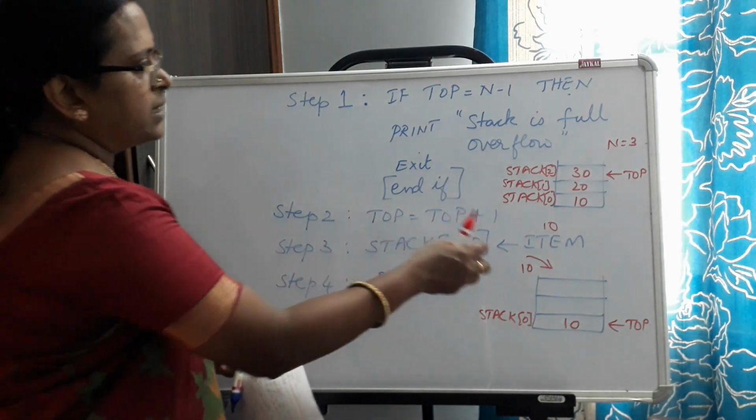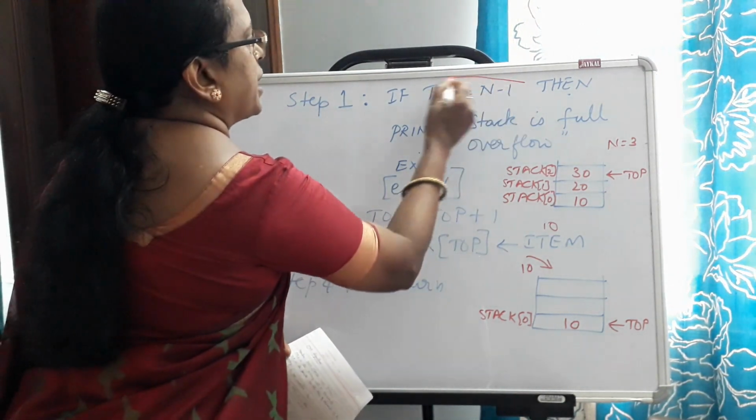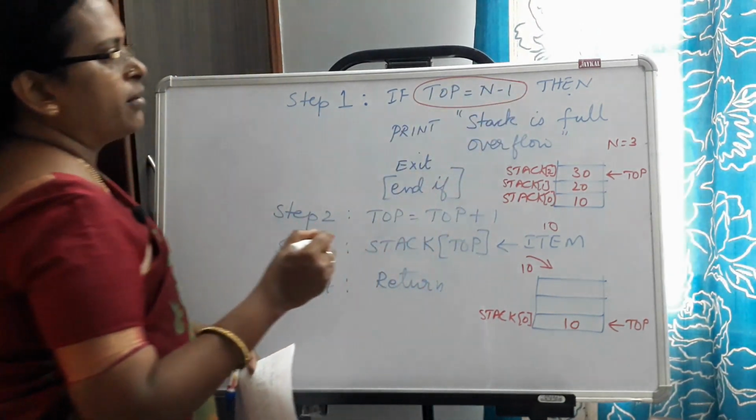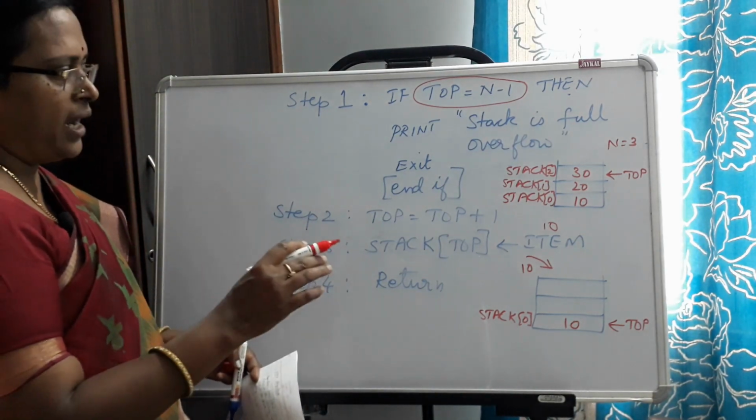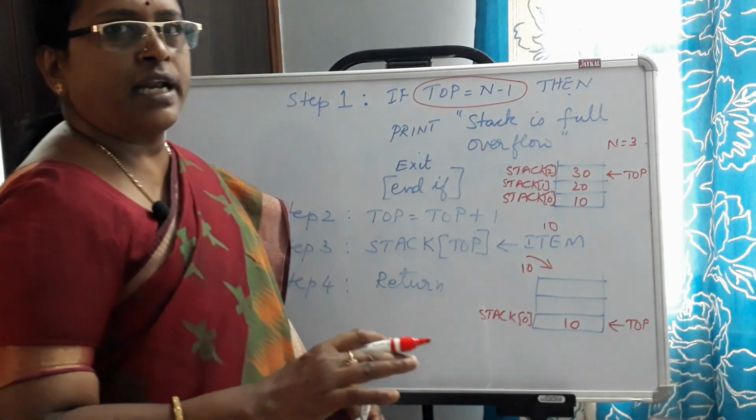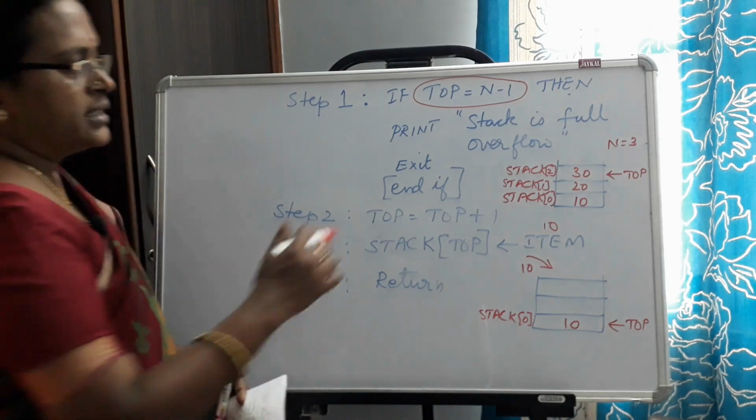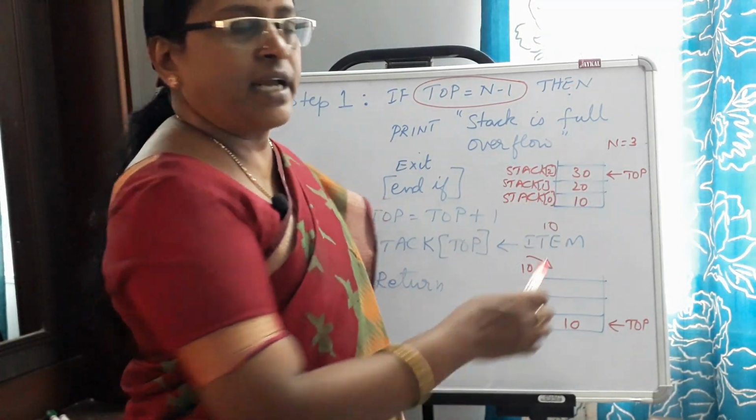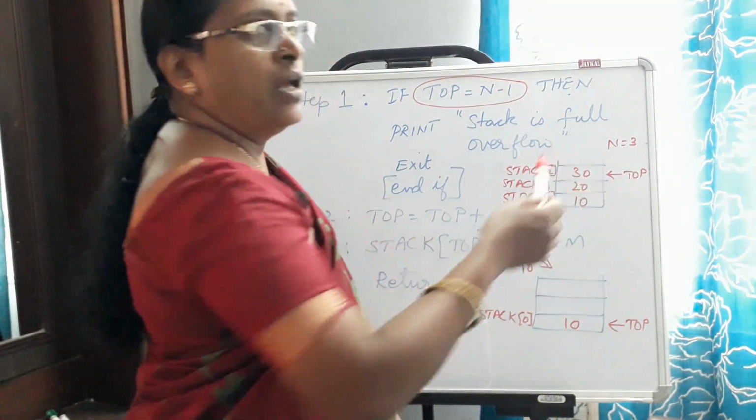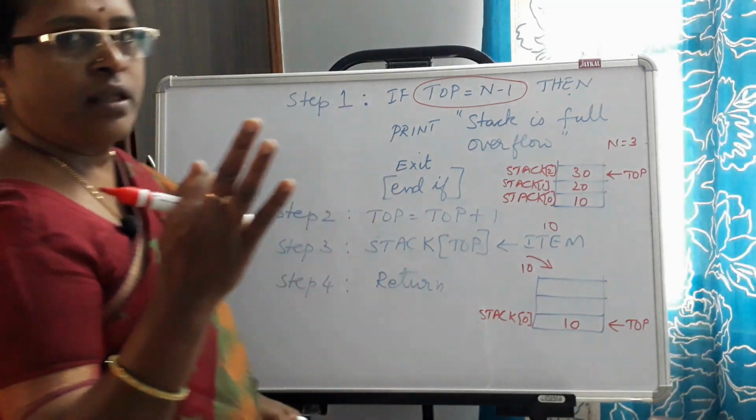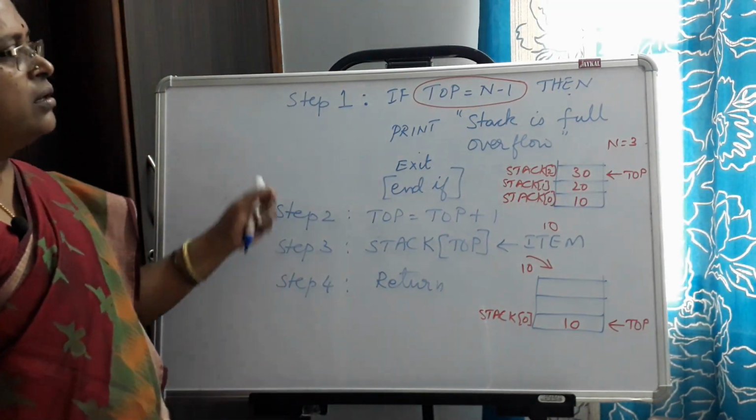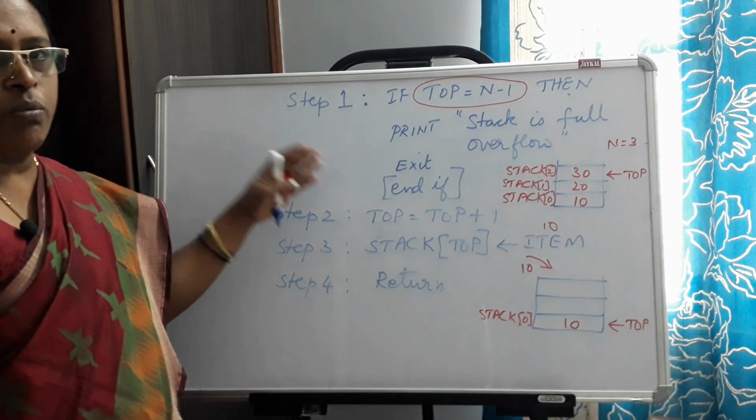Then afterwards you come to this condition, that is, if top is equal to n minus 1, then the stack is full and you will not be able to insert any more values into the stack. Just for explanation's sake, I have taken the stack size as very small, as 3. So this is how the push algorithm works.